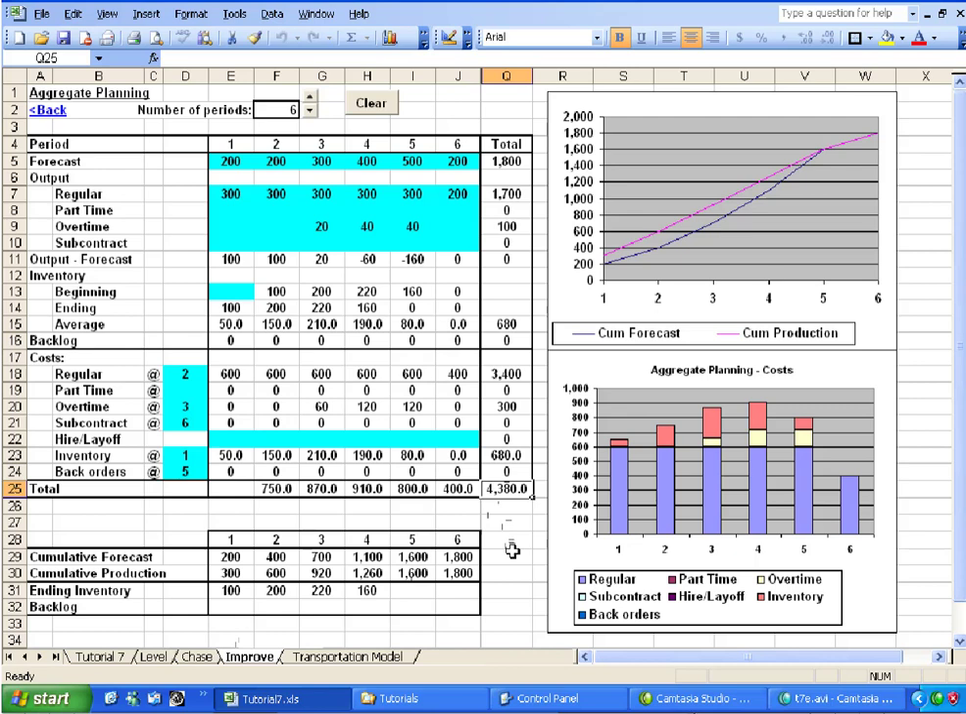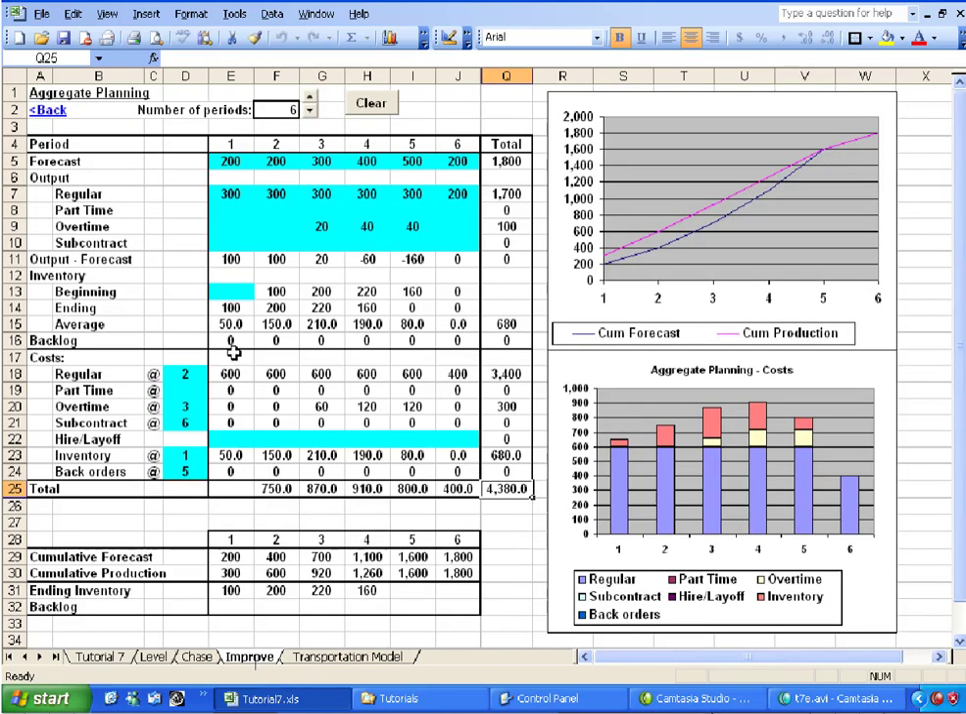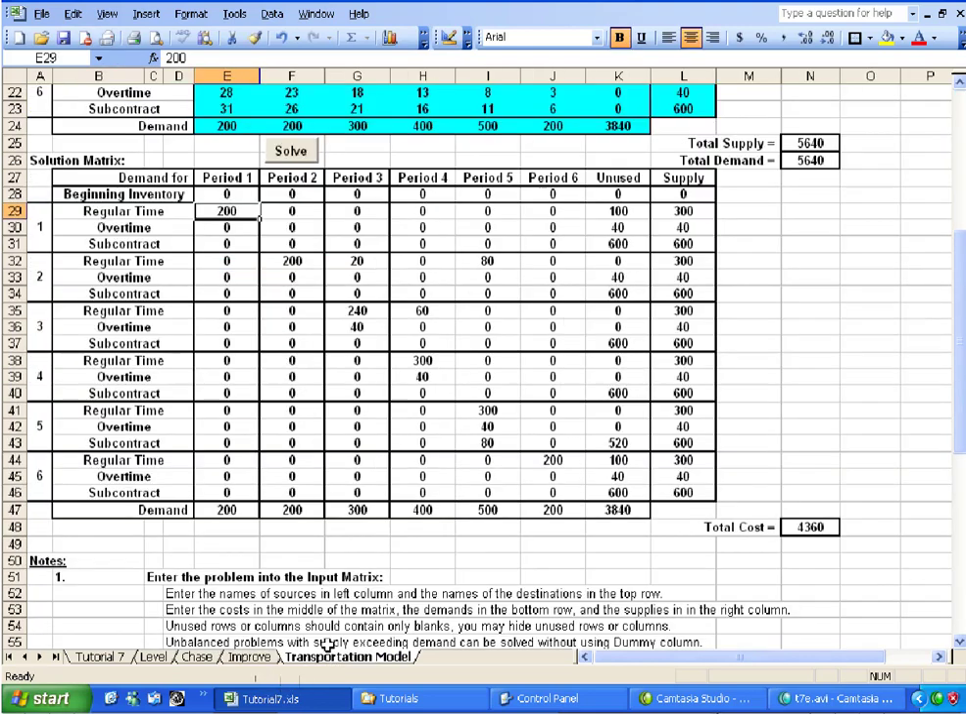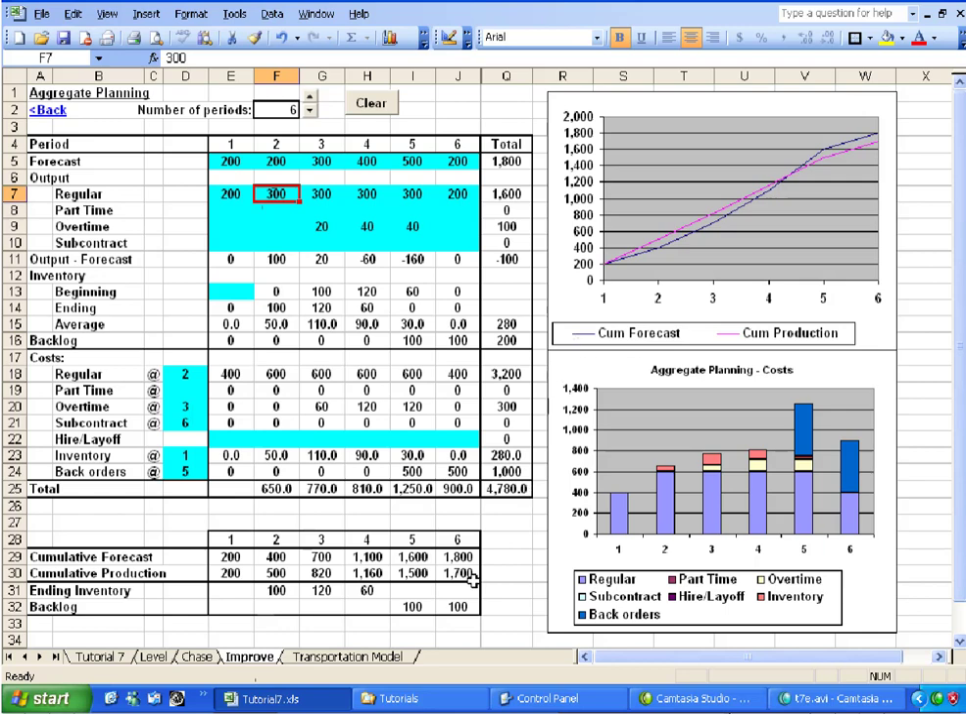Let's investigate what changes would reduce the cost by that extra $20. In the first period, in this solution from the transportation model, we only used 200 out of the 300 of regular time production. In the second period, there was no unused, so we used all 300 units of regular production, but no overtime and no subcontracting. And that's the same value we had before.